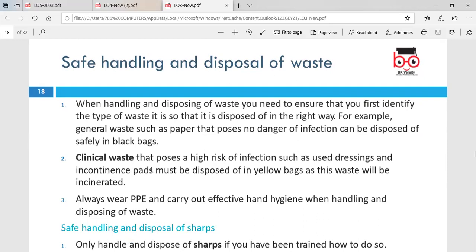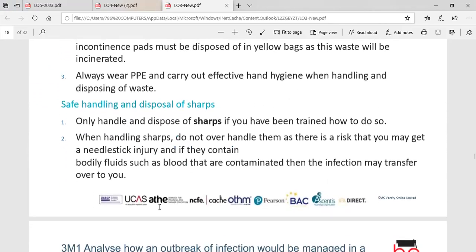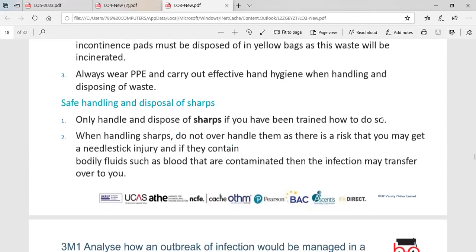You have certain incontinence pads that may be disposed of in yellow bags, because you will be incinerating this, destroying this waste totally. Wear PPE again before handling them. Safe handling and disposal of sharps. So you need to have a sharps bin always.